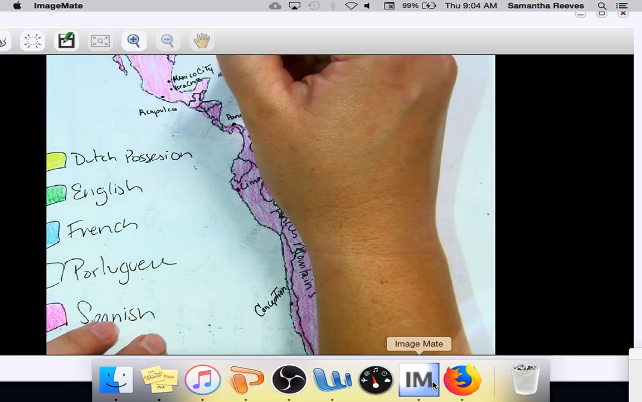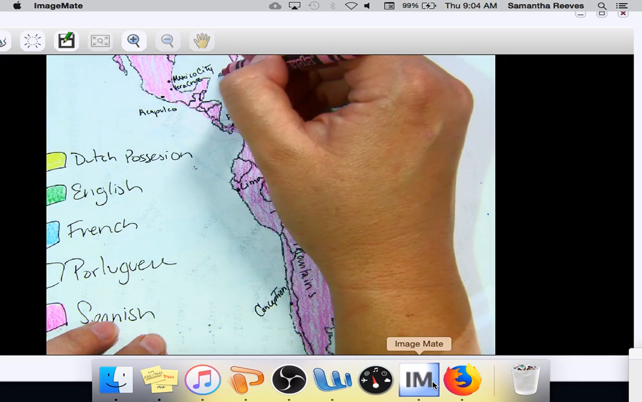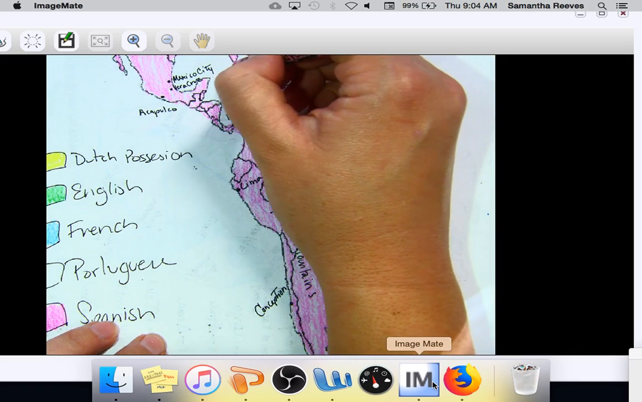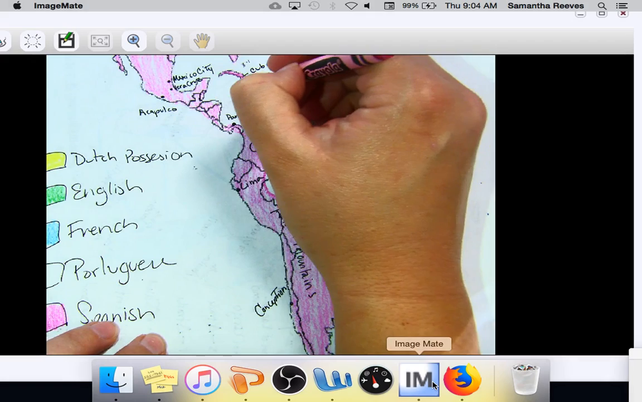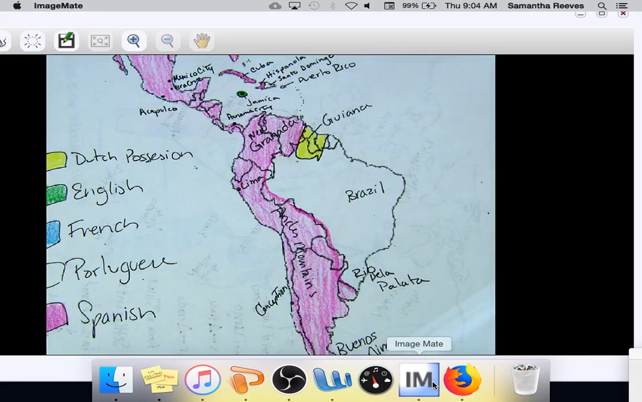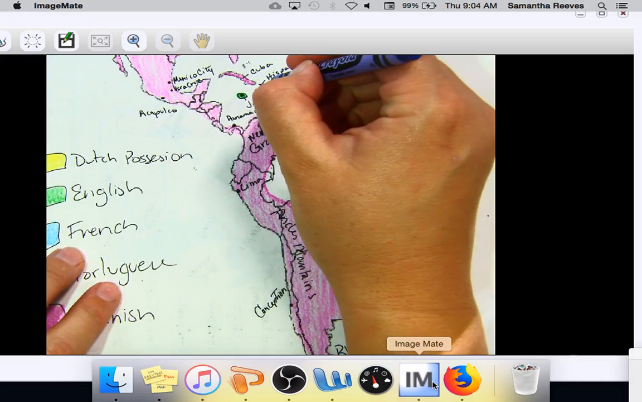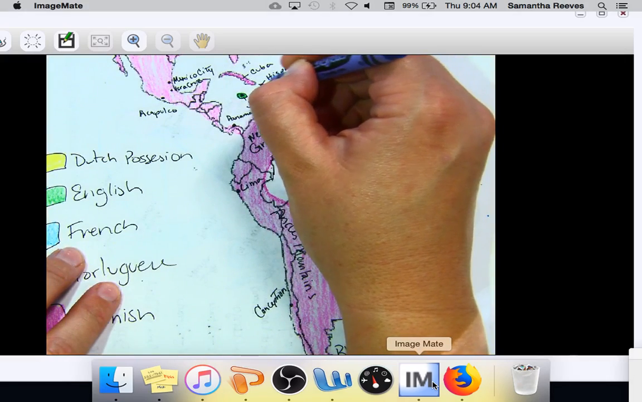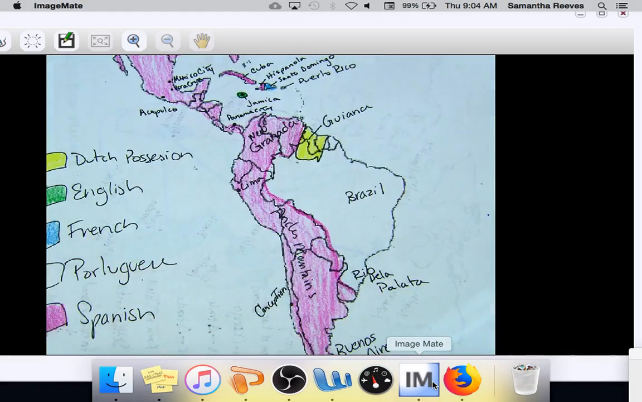They do also control Florida. The United States doesn't get Florida until the Spanish-American War. Then we get that. Oh, I forgot one of the French. Sorry. The French have Santo Domingo, which will later be called Haiti. And eventually will rebel from Napoleon and have a Haitian Revolution.